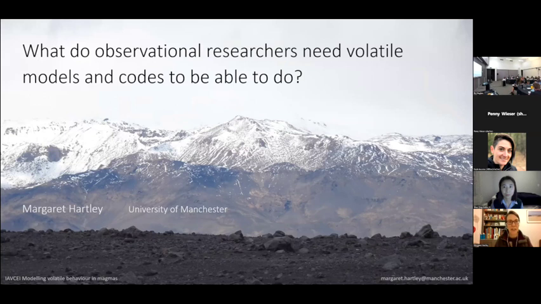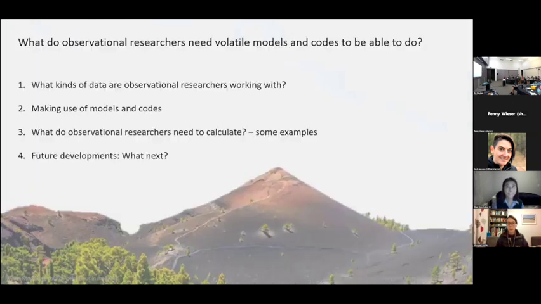Okay, great, thank you. I was asked to talk about what observational researchers need volatile models and codes to be able to do. So I want to break this down into some subsections. I'm going to start by thinking about what kinds of data observational researchers might be working with, which I hope will be familiar to everyone in the room.